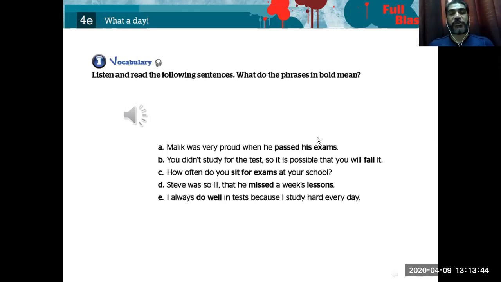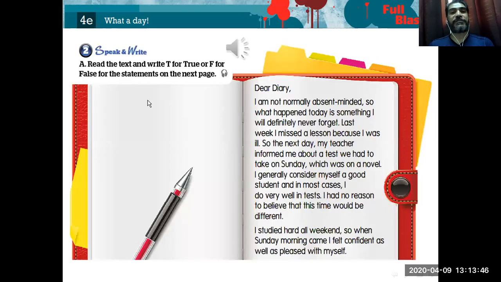Now, let's go to the second exercise. Read the text and write T for true or F for false for the statements on the next page. Okay, I need someone to read the first part. Abdurrahman, the first part. Yes. Okay. Dear Diary, I'm not normally absent-minded, so okay, stop, Abdurrahman. What happened?